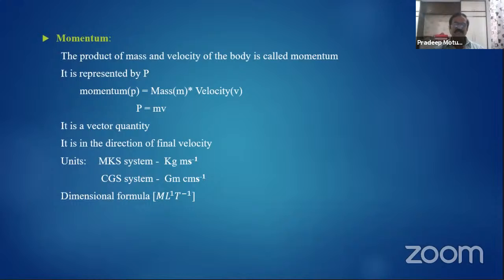So students, one should learn each and every physical quantity, and their formulas also. Okay, hope you got it. Up to now, we studied force and momentum.